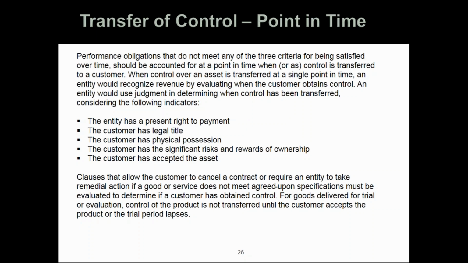When do you have a right to payment? When has legal title transferred to the customer? Has the customer taken physical possession of the item? Have the risks and rewards of ownership transferred to the customer? And have they accepted the asset? Those are all indicators that control has passed to the customer, and it's not until that point in time that you would recognize the revenue, and it would all be done in one lump sum.